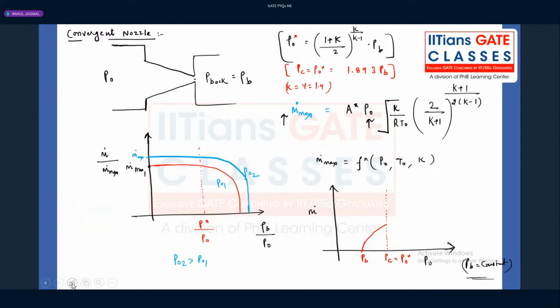After this, my dear friend, what will happen? We need to follow this particular equation. In this equation, P naught and mass flow rate, how are they varying? They are varying linearly. So the graph will increase like this. The graph will increase like this after attaining this particular choking condition. This is the choking condition.